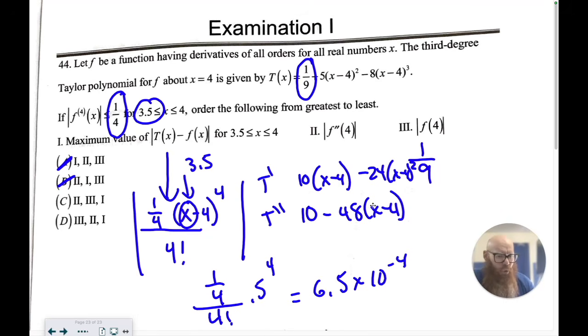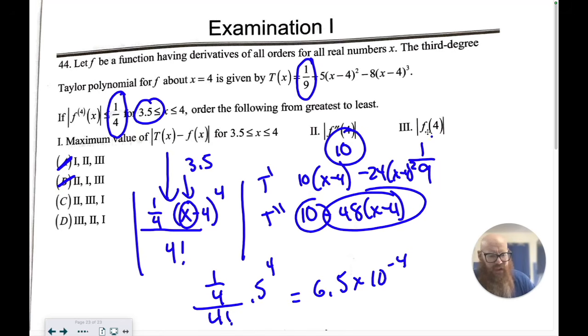When I plug in 4 here, this goes away, and I'm just left with 10. So that's 10. This is 1/9. So the greatest is 2, the least is 1, and the middle one is 3. So the answer is C. It goes 2, 3, 1.